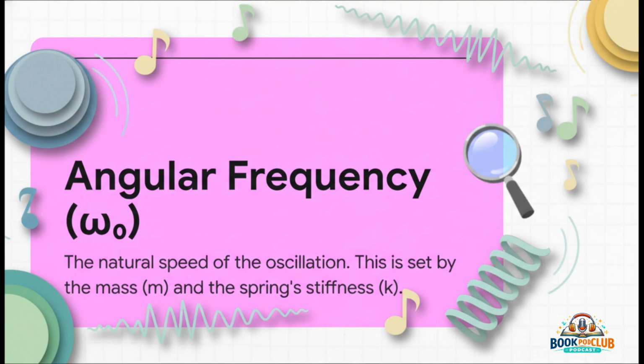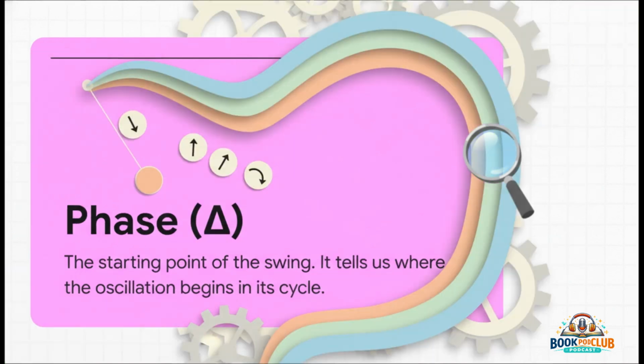This is the system's natural rhythm. It's built-in wobble speed. It's determined only by how heavy the mass is and how stiff the spring is. You can't change it unless you physically change the parts. It's the oscillator's unique fingerprint. And finally, we've got delta, the phase. This just tells us where in the cycle the motion started. Did we let go from the very top, the very bottom, or somewhere in the middle? And that's it. Those three ingredients perfectly describe our ideal, perfect swing.